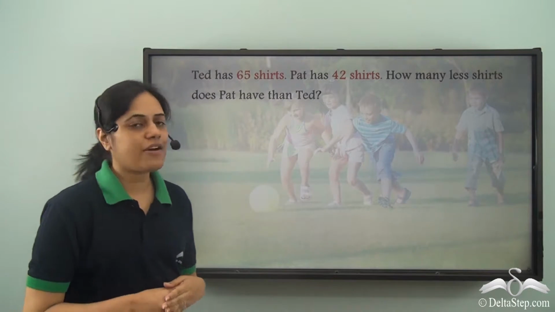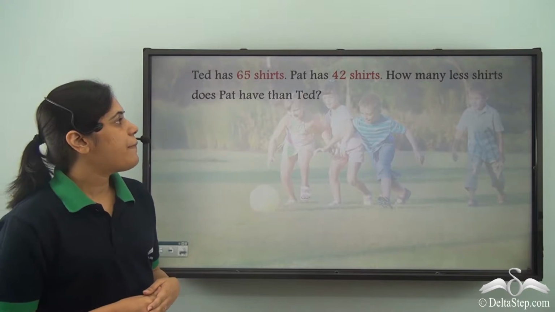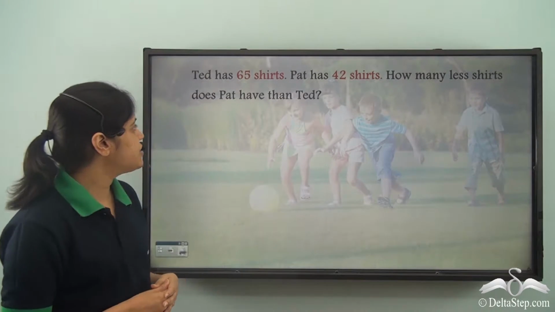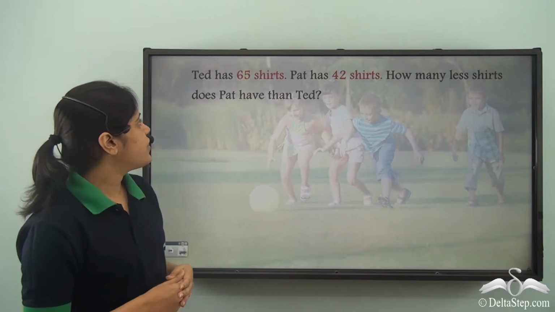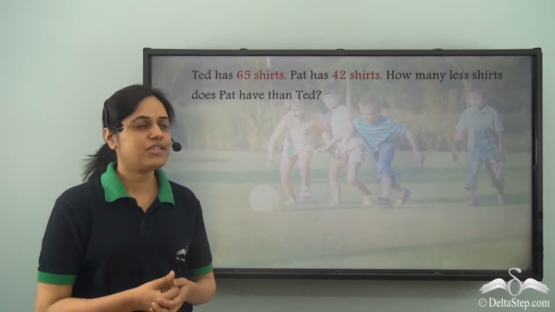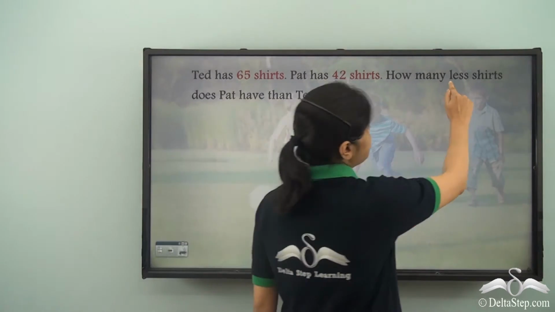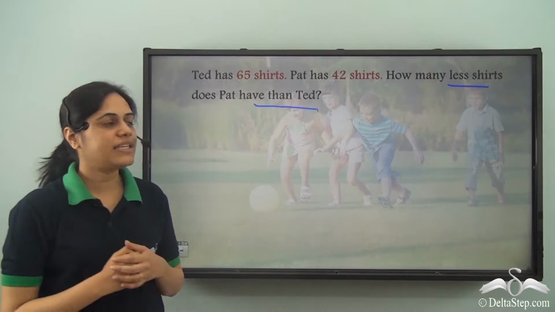So over here we have a problem. Ted has 65 shirts. Pat has 42 shirts. How many less shirts does Pat have than Ted? So there are these two boys who have certain number of shirts, and we need to find that how many less shirts does Pat have than Ted.